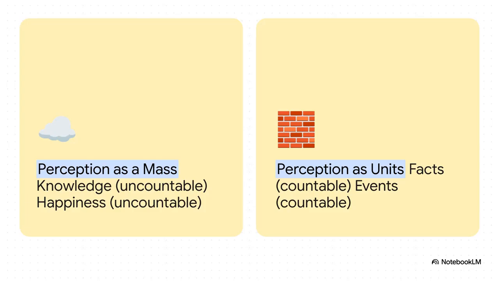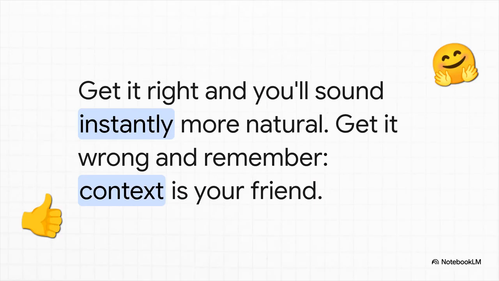Just think about this for a second. We treat knowledge like this big, formless cloud, but facts are like little individual bricks you can stack. We talk about happiness as this general, uncountable state of being, but we can count the specific happy events that lead to it. It's so subtle you don't even notice it, but our grammar is nudging us toward a certain way of seeing things. So look, getting this right will definitely make your English sound more natural.